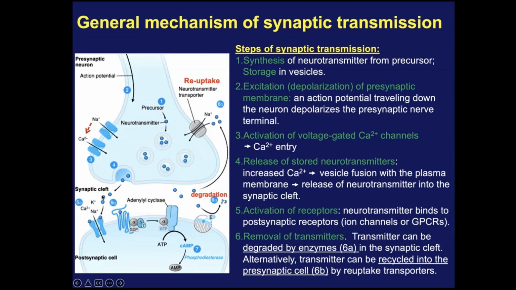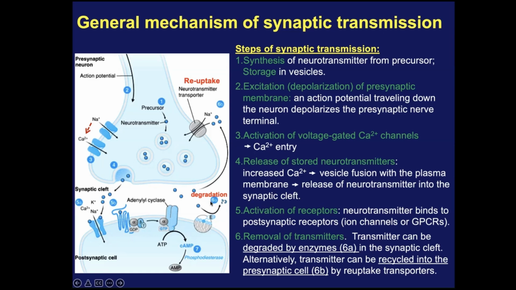In the next step, when the neurotransmitter concentration in this region is increased, they bind to the receptors, which are located on the membrane of the post-synaptic cell. They can either open the ion channel or activate the G protein coupled receptors to regulate the activities of the target cell.